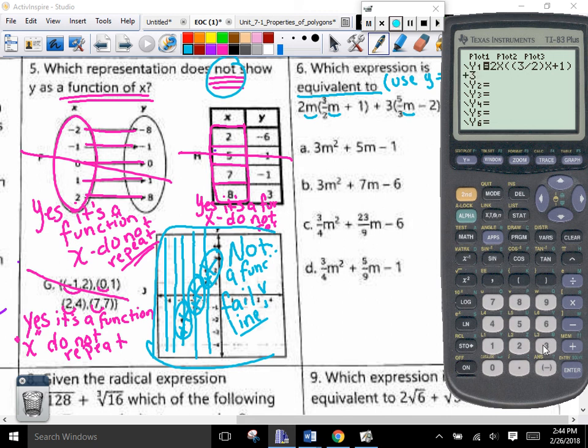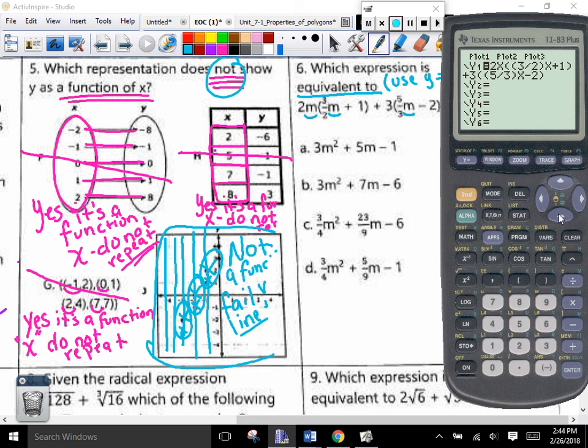Then my problem says parentheses. I see a fraction, so I'm going to put parentheses again. 5 divided by 3. Close parentheses once, because that's the end of the fraction. Then put the letter x minus 2. And the problem says close parentheses. That's my problem. That goes on y1. Then my answer choices go on y2.